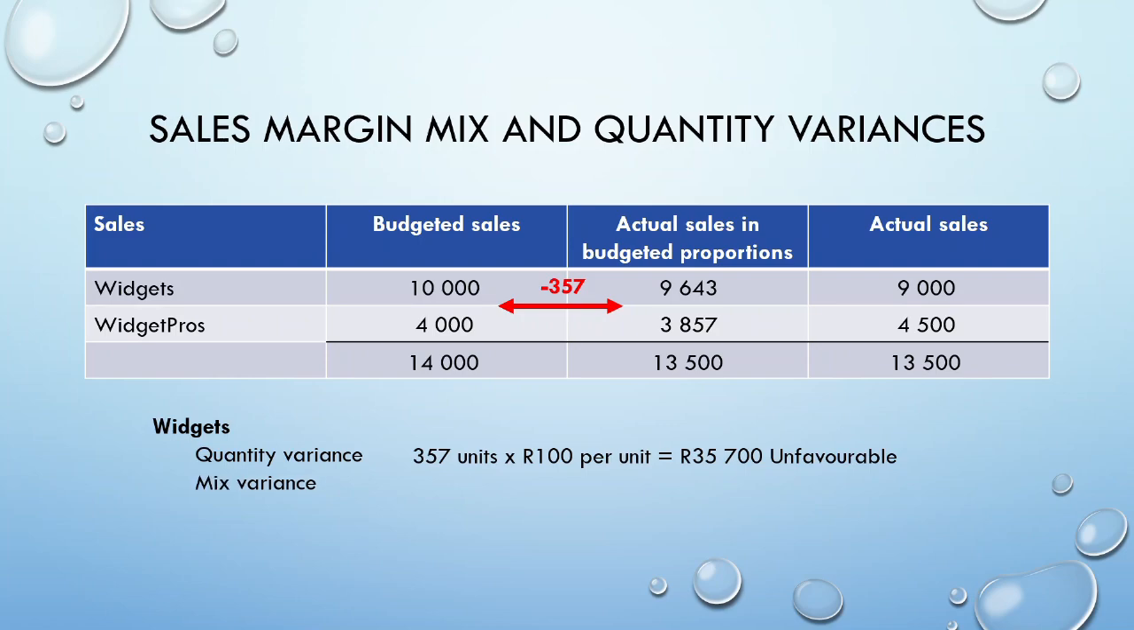Next is the widget's mix variance. This time, we take the difference between the actual sales in the budgeted proportion and the actual sales. Here we get a difference of 643 units. Again, because this is part of the volume variance in a variable costing system, we multiply it by the standard contribution of 100 Rand per unit. This will give us an unfavorable variance of 64,300 Rand. It is unfavorable because widgets' proportion in the sales mix was lower than it should have been, meaning we sold fewer widgets than we should have. Now pause the video and try it for widget pros.